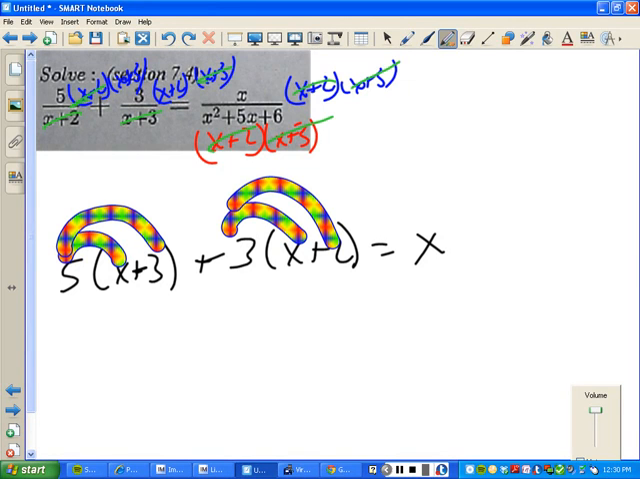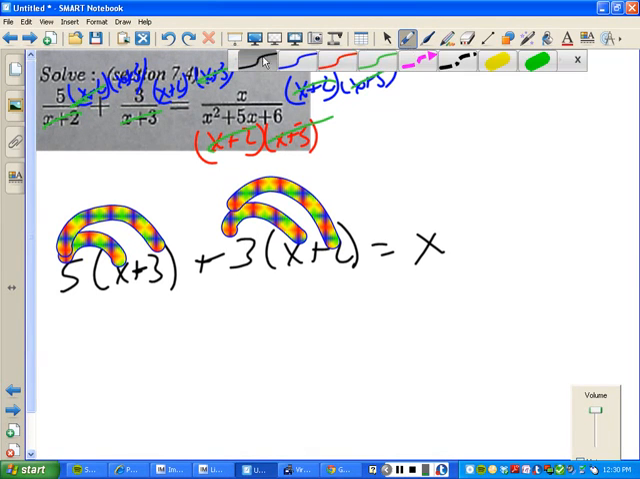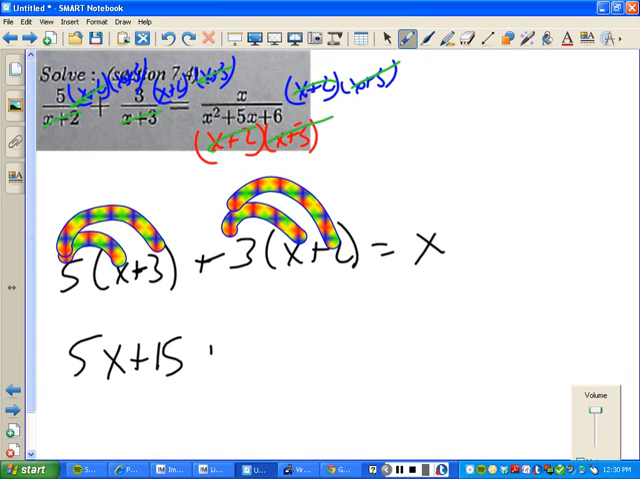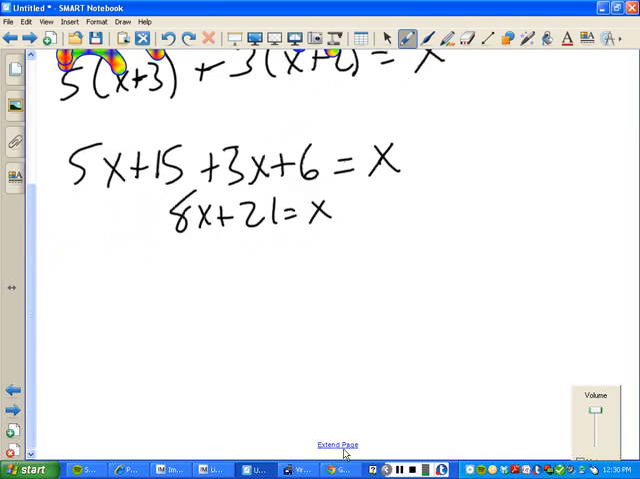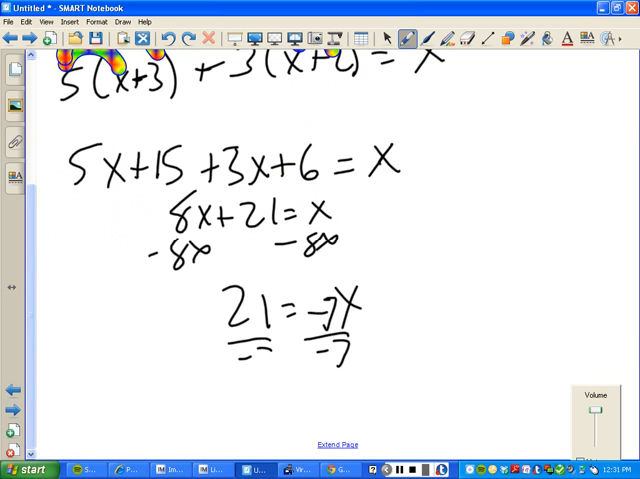All right. 5x plus 15 plus 3x plus 6. Some of you are going to show it to whoever said that. And they're going to be mad at me probably, but just know I love you, partner. 8x plus 21 equals x. So subtract 8x, 21 equals negative 7x. It's going to work. Divide by negative 7, x equals negative 3.